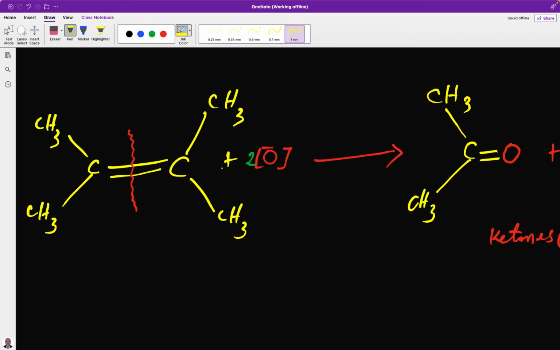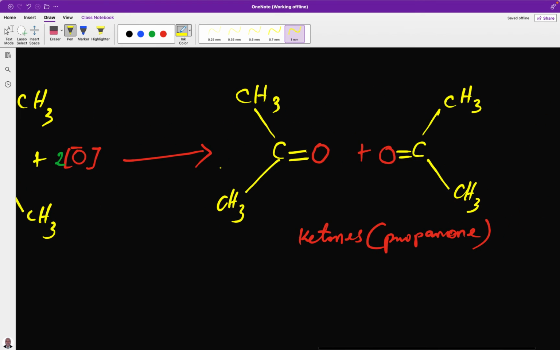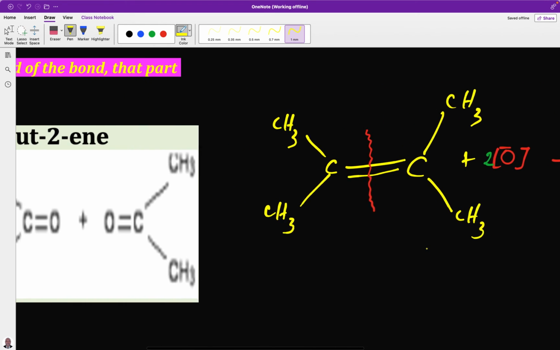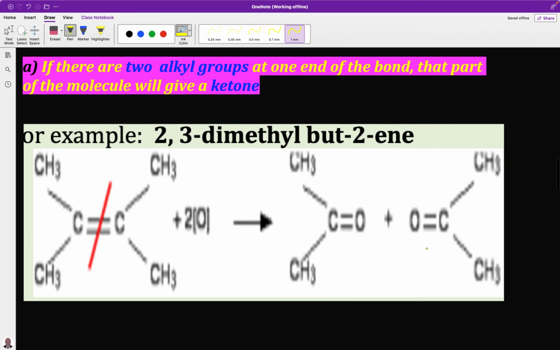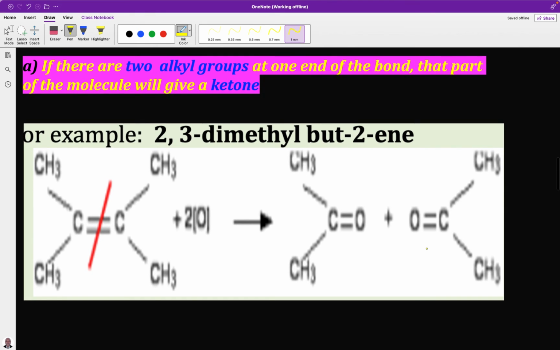Now, when it breaks, two molecules are formed. Oxygen will attach itself here and here. And the two products will be what? They are all ketones, two molecules of propanone. So we are saying under this harsh condition, where there are two alkyl groups at one end of the carbon-carbon double bond, the result is a ketone.